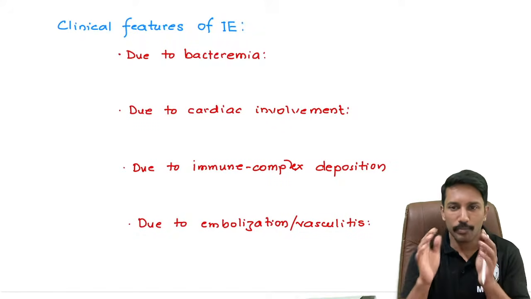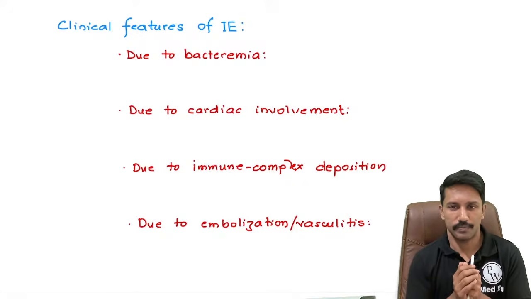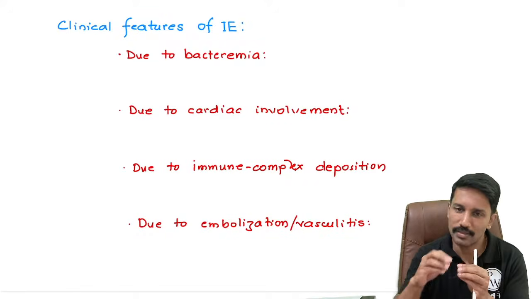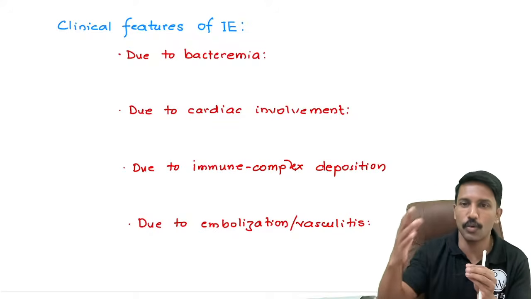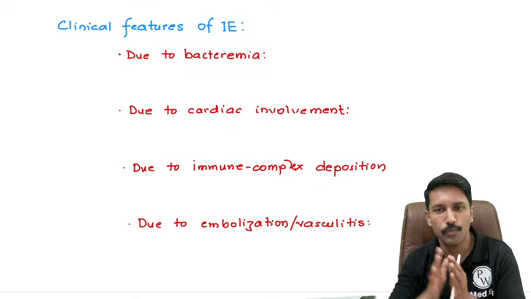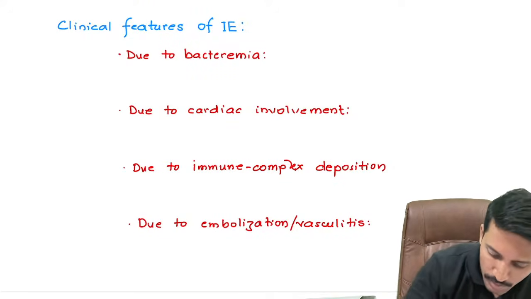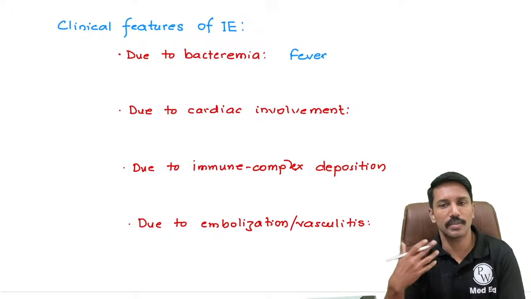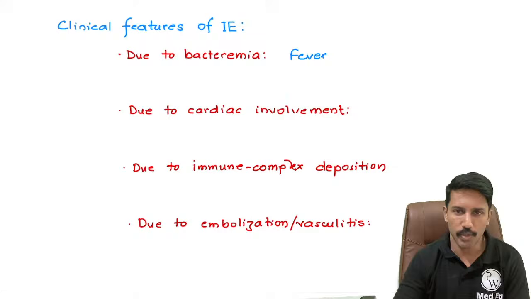Okay. But the problem is not restricted to the endocardium, because the bacteria are now replicating inside these endocardial clots. They are getting released into the blood and circulating in the blood. That can cause a problem. So because of bacteremia, what features can I get? I can get fever. Fever is the most common symptom that patients with infective endocarditis present with.